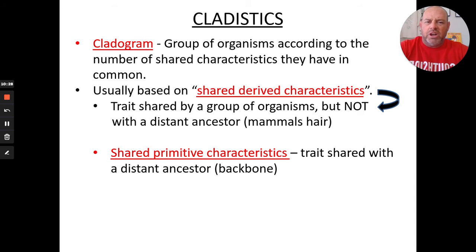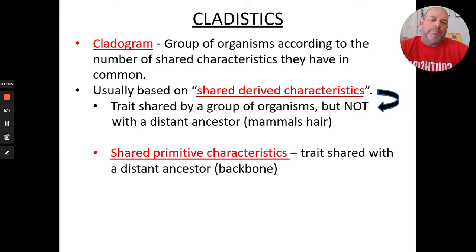We have what's called a shared derived characteristic, a trait shared by a group of organisms, but not with a distant ancestor. So for instance, mammals have hair. All of the mammals, so that's the group, have that trait that they share, that they have hair, but they don't share that with other common ancestors. Birds don't have hair, and reptiles don't have hair, even though they're all animals. So it's kind of when something breaks off and it's another characteristic that that group may share that the common ancestors do not.